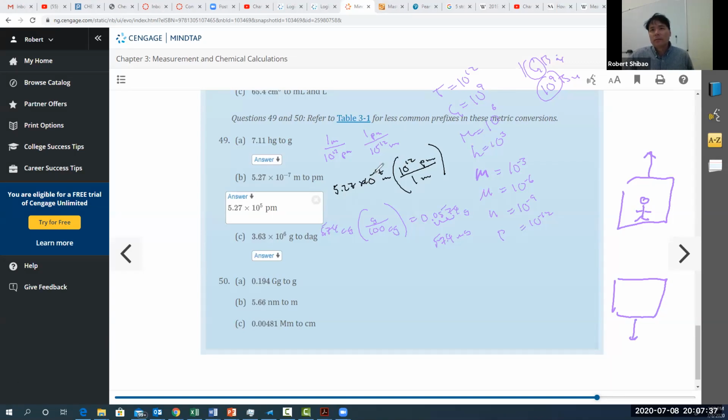So 10 to the minus 7 times 10 to the 12 is 10 to the positive 5. So we get 10 to the positive 5 here. Grams to DAG. DAG is not common. It's not one of the ones I ask you to memorize. So let's skip that. The ones I ask you to memorize are in the PowerPoint.